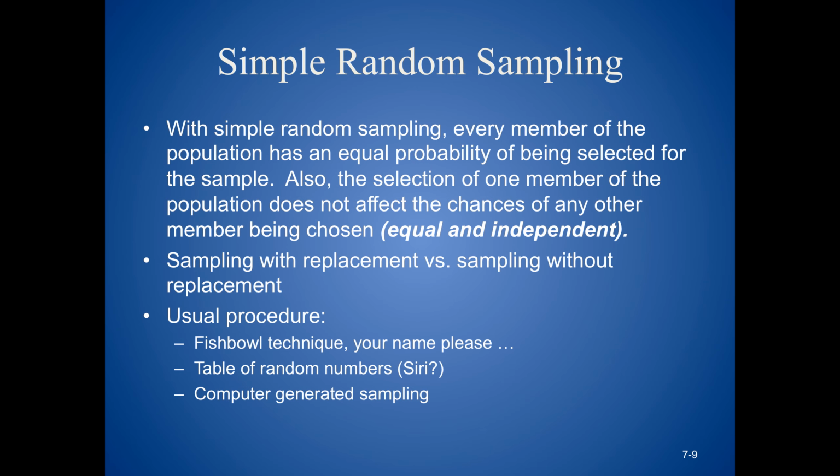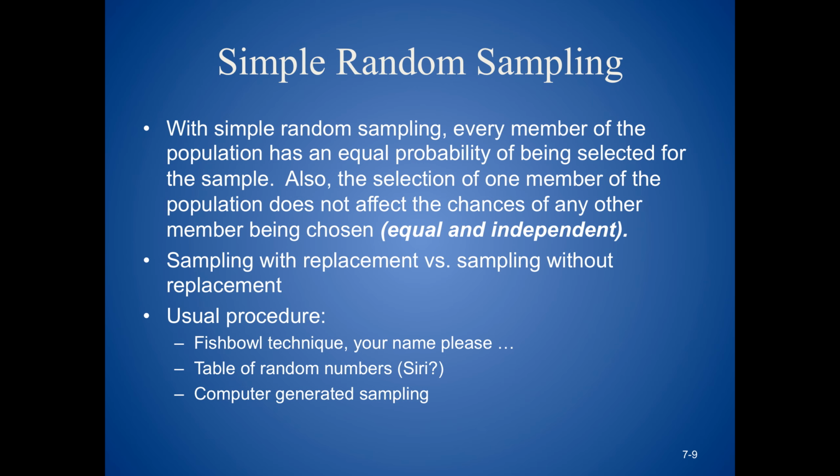So simple random sampling. With simple random sampling, every member of the population, so that's the entire group, has an equal probability of being selected into the sample. So the selection of one member of the population does not affect the chances of someone else being chosen. So each member is equal and independent.